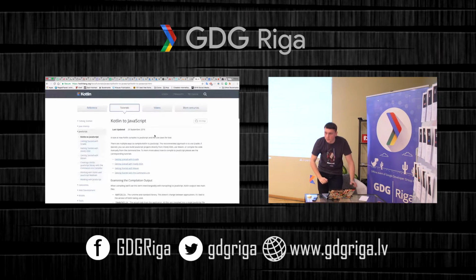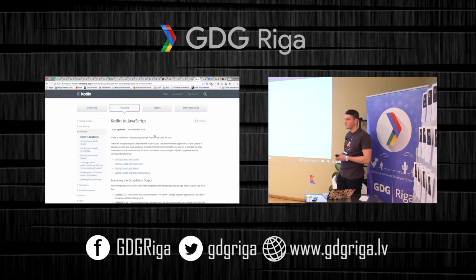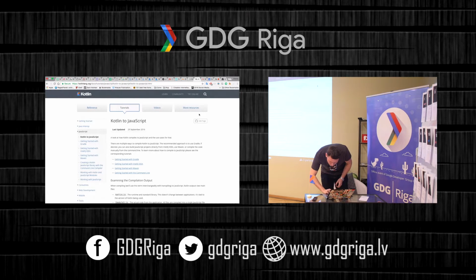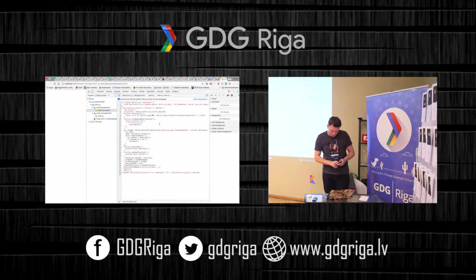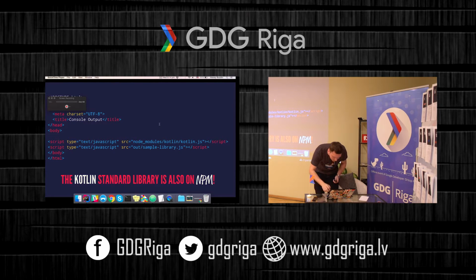Could you access the DOM API from Kotlin code right now, like set the page title or something like this? You would be able to access the JavaScript window object, and through the window object you can get access to the DOM, I think. And how could you access a window? I don't know, but I have a slide for this.